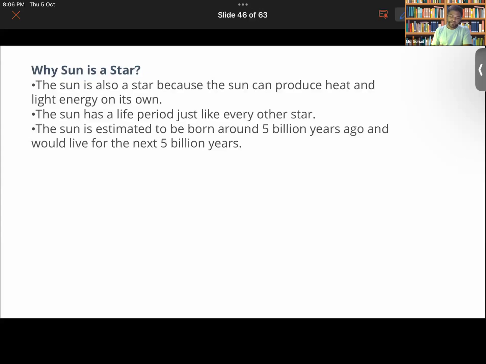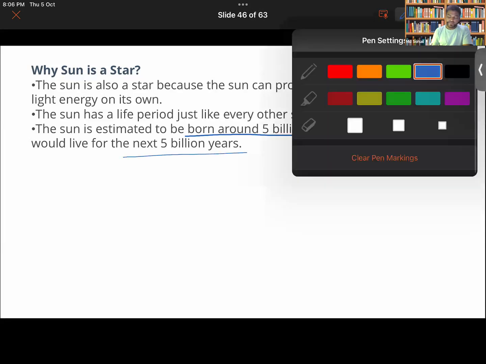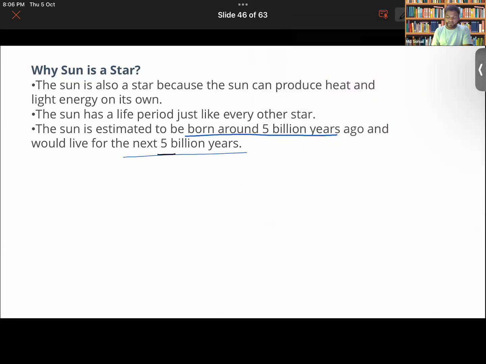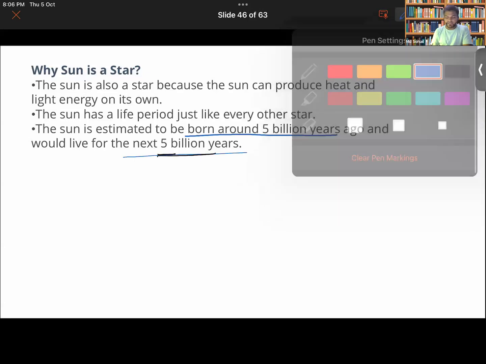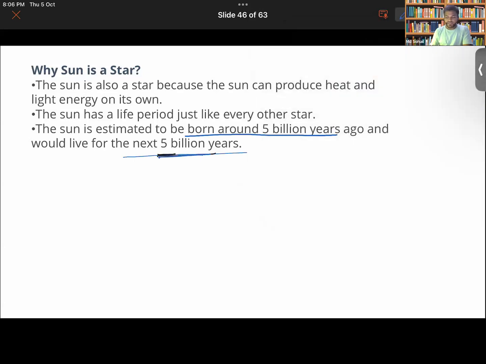The sun is estimated to be born around 5 billion years ago and would live for the next 5 billion years. So, Arhan, you were saying 7 billion years ago. Okay, guys, please do a little research about that, like what recent studies have been done regarding this. I'm not aware of that.